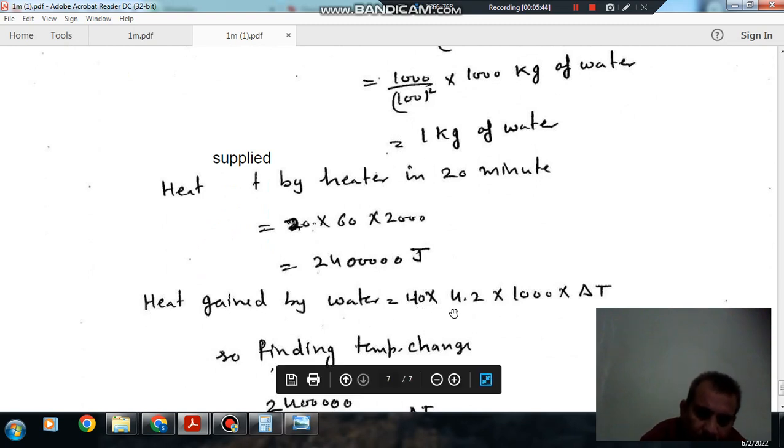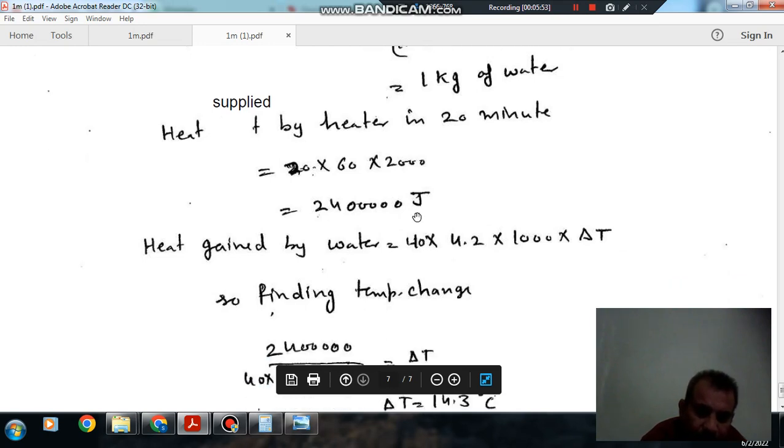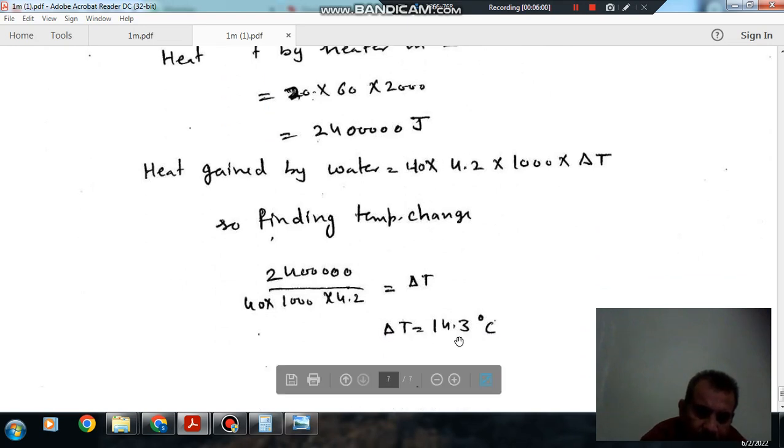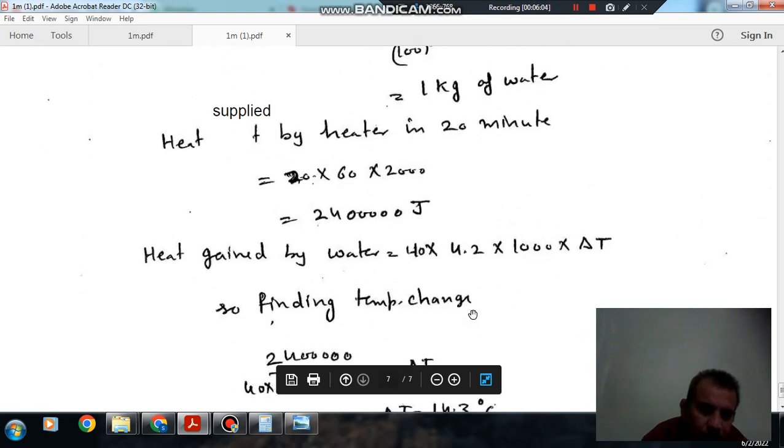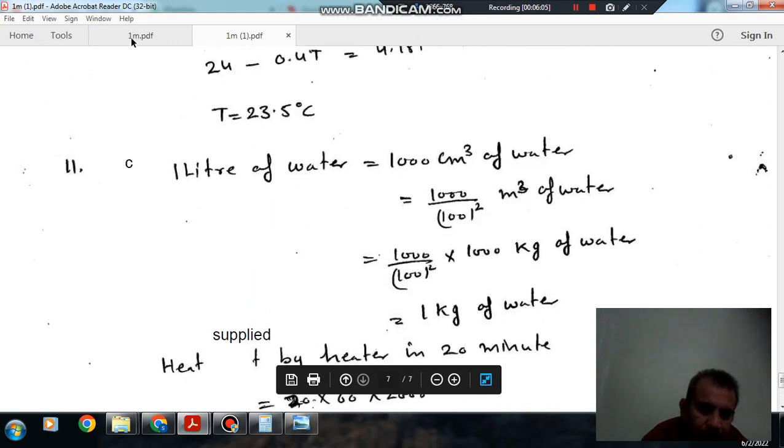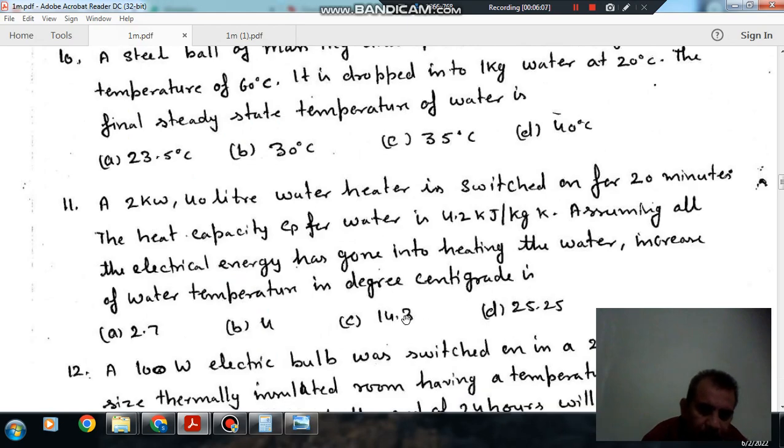there is 40 liter of water, and the specific heat is 4.2. So if you multiply by 1000, and this by delta T, the change in temperature, then equating these two, heat supplied by heater and heat gained by water, we can find out delta T. So delta T is 14.3 degree Celsius. So the answer is option C. Question number 11, option C, 4 and 1.